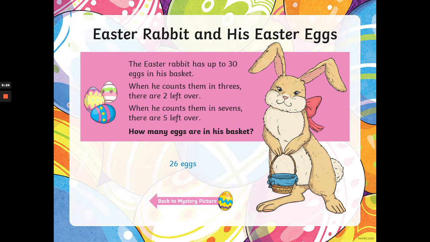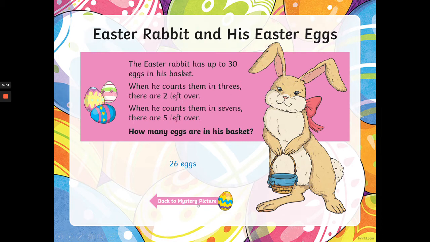Okay, but then when he counts them in sevens, there are 5 left over. So let's do our sevens. 7, 14, 21, 28. Well, 28 add 5, well, that's 33. And that's way too many. So let's go 1 back. So 7, 14, 21. And what's 21 add 5? Yeah, that's 26. Okay, so 26 seemed to come up a lot there. All right, so we had 26 eggs in his basket.